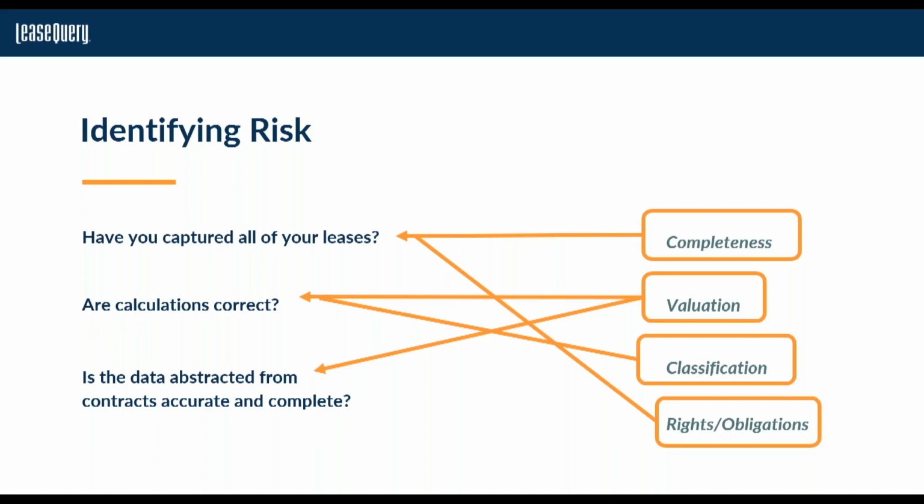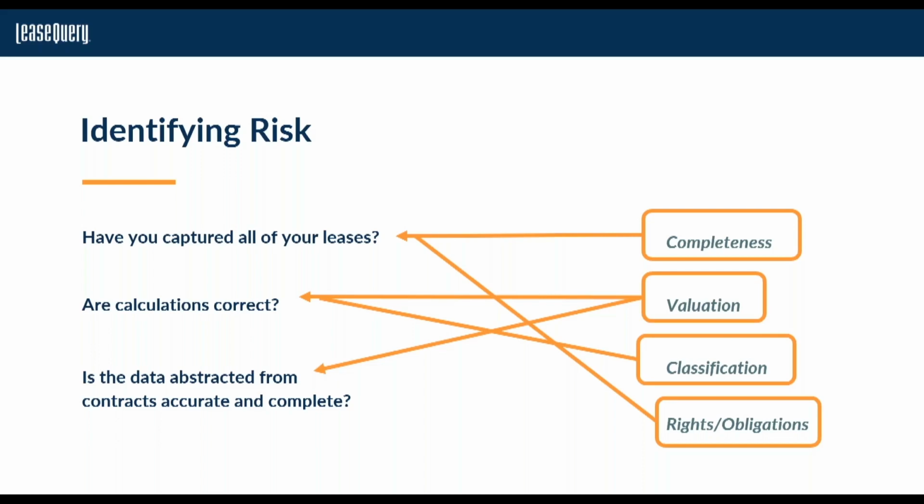Next is valuation. Are your calculations correct? Now, there are a few things that go into your calculations when it comes to your lease liability and right of use assets. Number one is your payment streams. Number two is your lease term. Number three is your discount rate. So auditors are going to spend some time ensuring that these components agree to the contract and have evidence to support them. And then finally, classification.